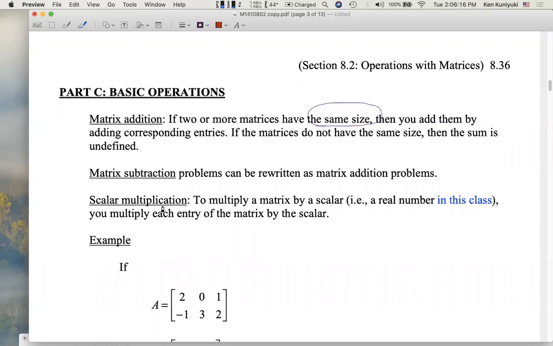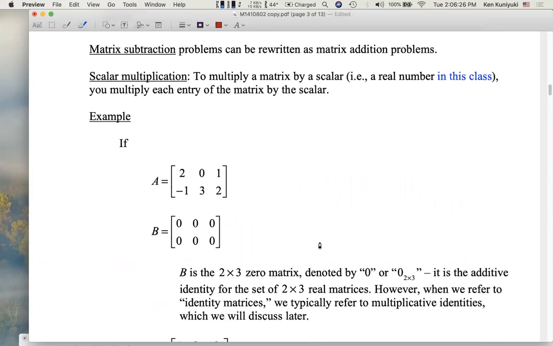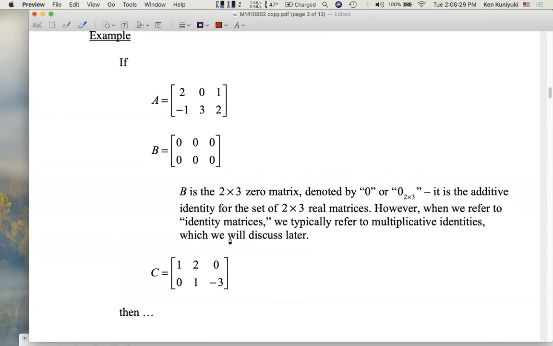Scalar multiplication, just like with vectors: to multiply a matrix by a scalar, or a real number, you multiply each entry of the matrix by the scalar. So for example, if we have these three matrices, which are all 2 by 3, 2 rows and 3 columns, right off the bat, we could, for example, just add all of these, and that sum would be defined.